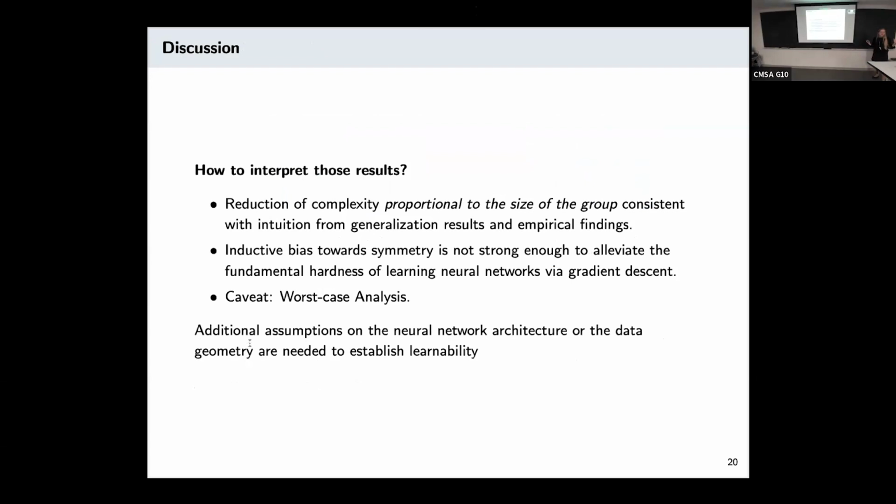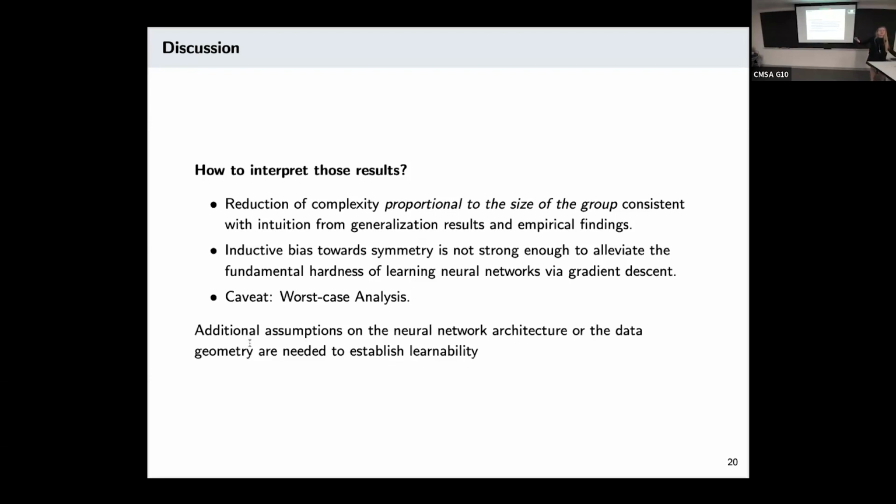Okay, so how can we interpret those results? What kind of conclusions can we get from that? Certainly the intuition that we would get from the literature on geometry and sample complexity does also extend to runtime complexity, right? We have this reduction of the complexity by a factor proportional to the size of the group. But we can't get around this exponential dependency. So there are instances of functions that cannot be efficiently trained with equivariant neural networks.